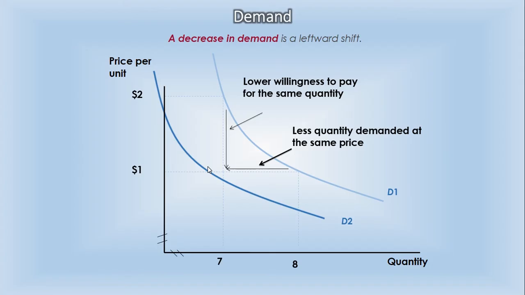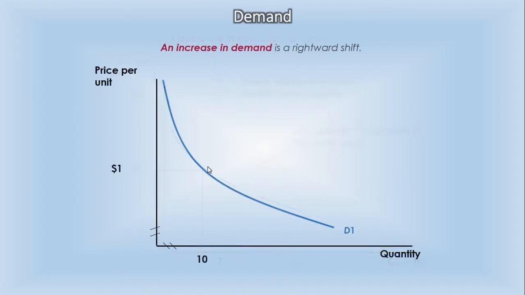But as far as what's actually happening with the entire relationship, we know that the curve has shifted. There has been a decrease in demand. And of course, if the curve shifts to the right, there is an increase in demand.